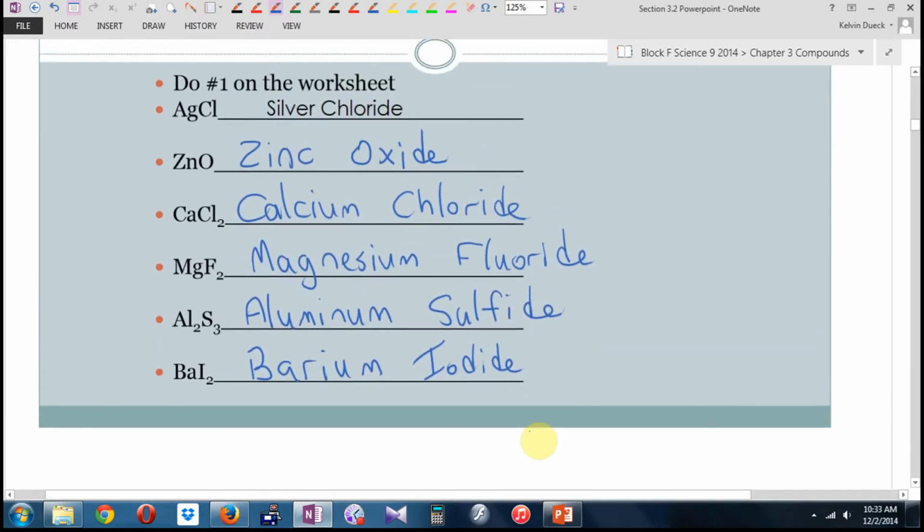By the way, you'll notice in the name, the name doesn't tell me that there's supposed to be a 2 on the iodine. The name doesn't tell me that there's supposed to be a 2 on the aluminum and a 3 on the sulfur. That's going to be the part of the formula that we're going to have to figure out.